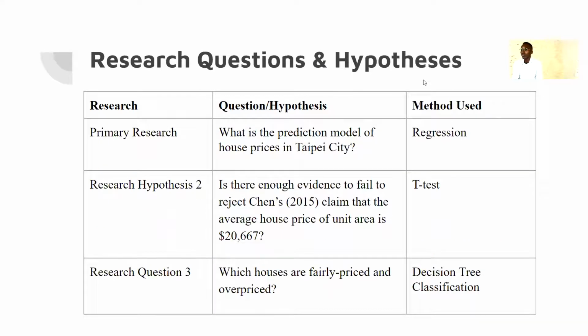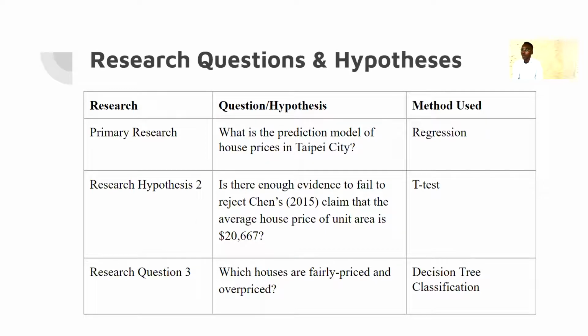So I have 3 research questions and hypotheses that I'm going to test. My primary research is to establish a prediction model for house prices in that market, in Taipei City. The method that I'm going to use is regression.